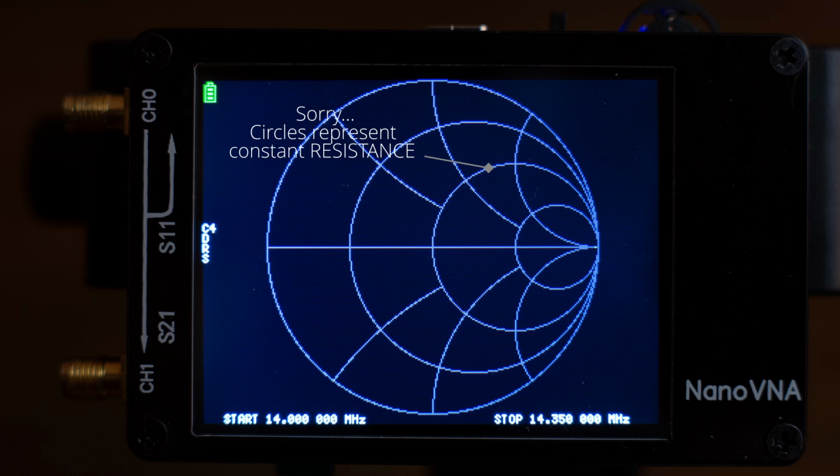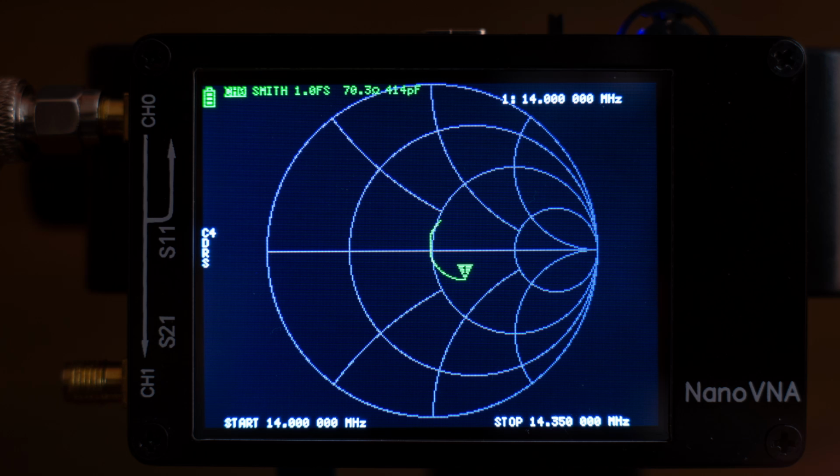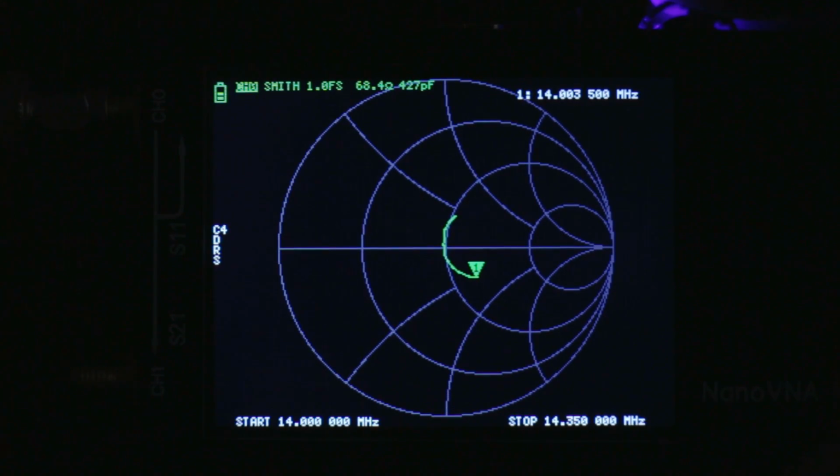Anywhere on each circle, the reactance has a constant value. However, any point on a circle that is above the horizontal resistance line is inductive reactance. Similarly, any point below the resistance line represents capacitive reactance. In our 20-meter band example, we can see that the impedance does vary from capacitive through pure resistive and into the inductive zone over the entire frequency range.